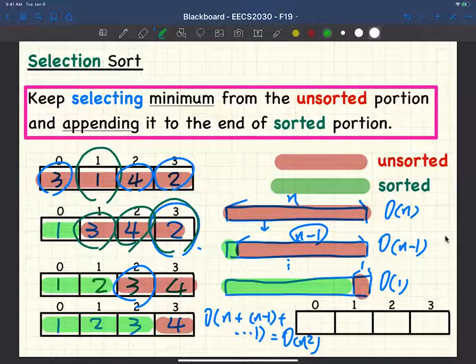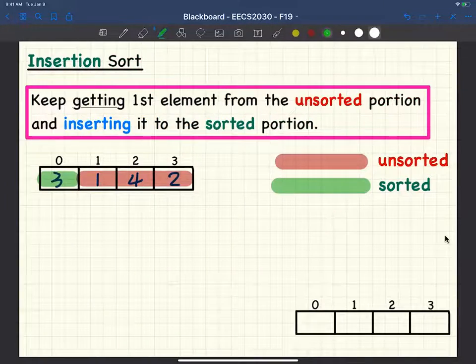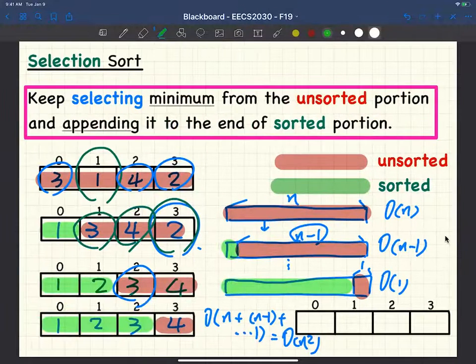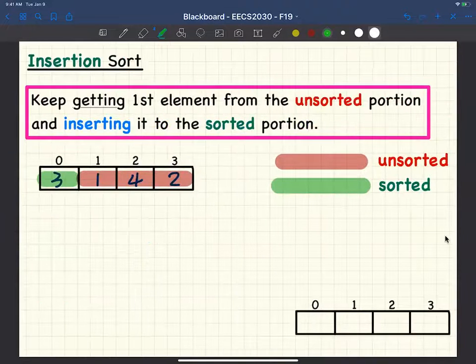Okay, let's do insertion sort. Insertion sort works in a way very similar to selection sort. Insertion sort means the insertion part is more expensive. In the case of selection sort, inserting just means appending to the end, so there's no work to be done. Okay? How about insertion sort? Insertion sort simply means we pick something from the unsorted area and then insert that to the right place in the sorted area. And you did something like this in one of the labs.